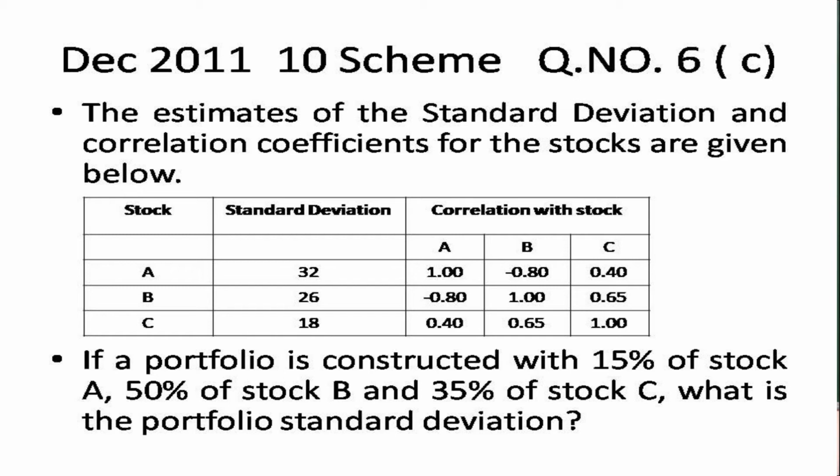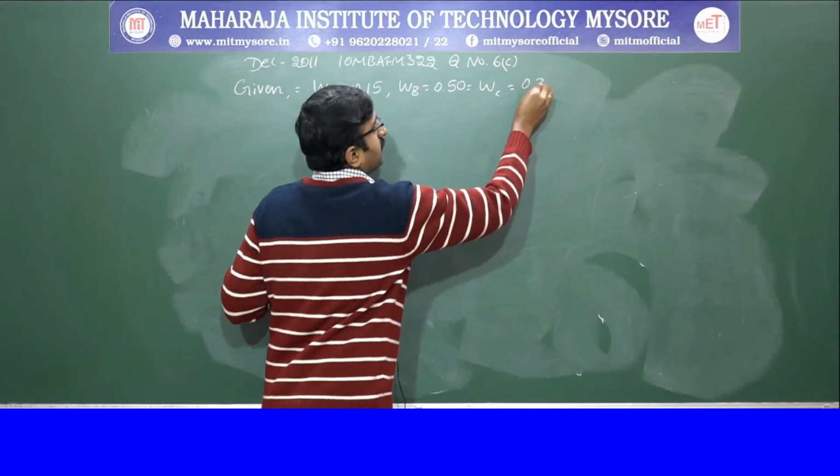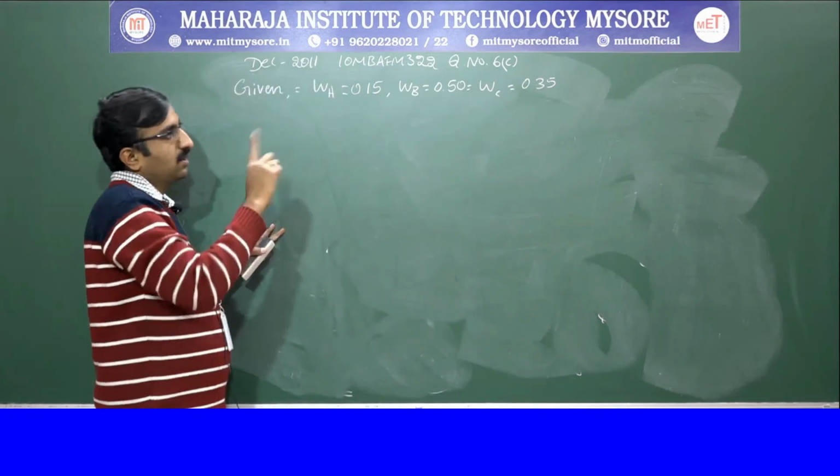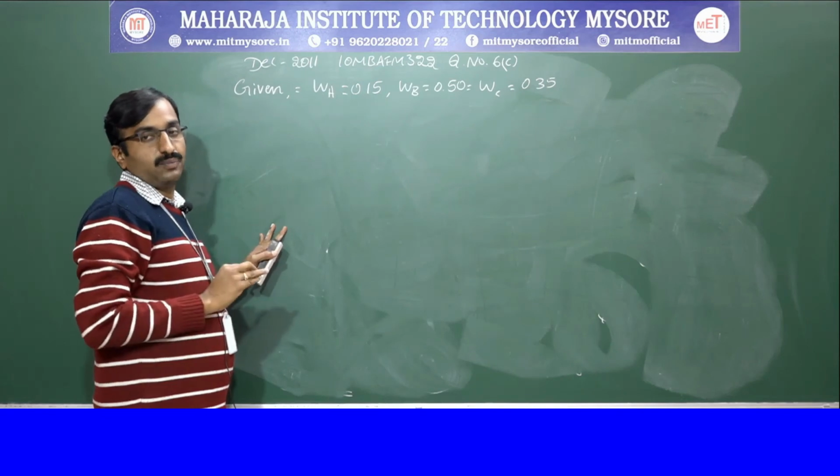First you take the given data. They have given the weight of A, the weight of B and the weight of C. Weight of A is 0.15, weight of B is 0.50, and weight of C is the rest, 0.35, that is 35%. 15, 50 and 35 out of 100, or out of 1. It's the distribution level, the proportionate weights.